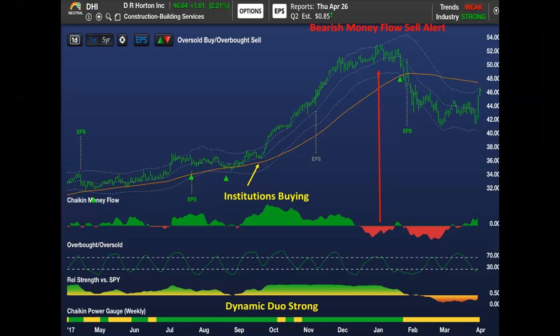Now, for most of that move, institutions continued to buy. But look what happened back in January when D.R. Horton made a new all-time high up around 53. Smart money was selling the stock. Same pattern we saw in Advanced Auto Parts. This happens over and over and over again. So if you're still long the stock, you want to get out. If you were thinking of buying it, you want to ignore the next buy signal because you want to be trading with the smart money, not against it.